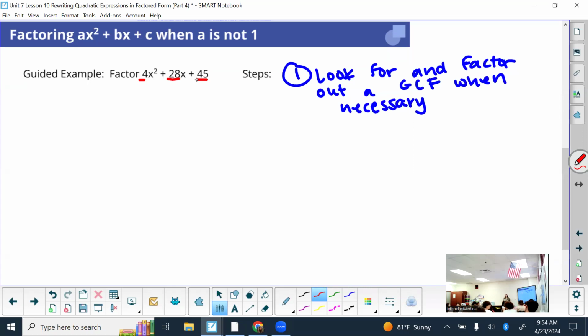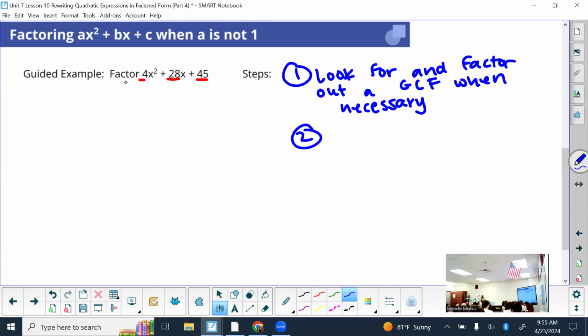If you break 4 down into its prime factors, one of its factors is 2. Is 2 the GCF? Does 2 divide evenly into the others? It doesn't divide evenly into 45, so there's no GCF between the numbers. Check if there's a GCF between the variables. Do they all have an X? So then no GCF, we move on to step 2.